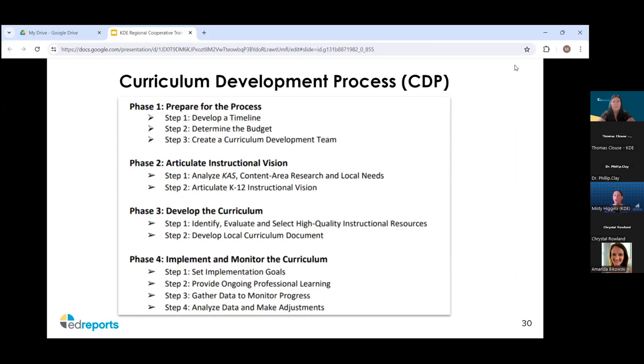So in March of 2020, the KDE released the curriculum development process to provide districts with a systematic approach they could use to develop and implement a local curriculum that's supported by a primary HQIR. On this slide, you can see the most recent version of the CDP, and it consists of four phases. I'm going to pause, just give you a moment to look at the outline of the phases, to gain an initial sense of the process and the work that it involves.